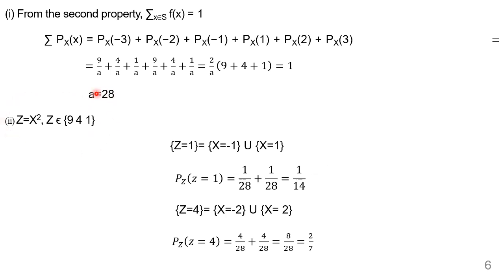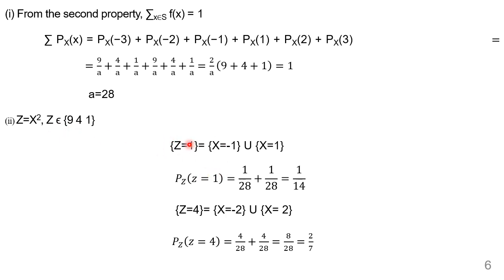In the second part of the problem, we need to calculate the probability when z is equal to x square. X can take the value minus 3, the square of which is 9. X can take the value minus 2 or 2, the square of which is 4. X can take the value minus 1 or 1, the square of which is 1. So z has a set of values 9, 4, 1.